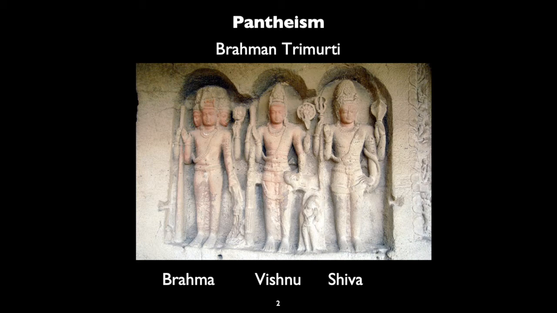The three main ones we'll be talking about, the Brahman Trimurti, are Brahma, Vishnu, and Shiva. As we see in the statue, the three of them together, on the left we have Brahma with the multiple heads, and he is the creator god. In the center, with the chakra wheel on his right shoulder, is Vishnu, the preserver, the one that holds the universe together. And on the right, we have Shiva with his trident, the god of change, creation and destruction.